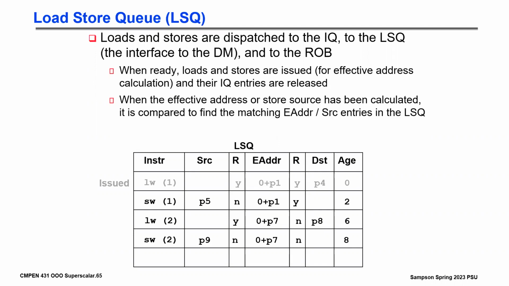I don't have enough information to know if the value I get will be the most recent or not, because this isn't ready yet. So until I know whether, actually in this case 0 plus P1 actually is ready. Fine. So until this address is computed and I check these two together, I don't know if they match or not.